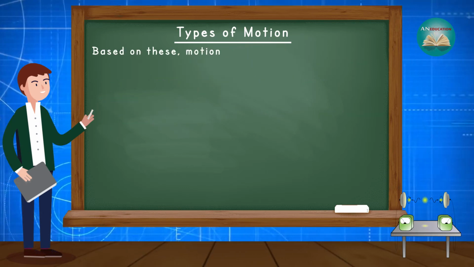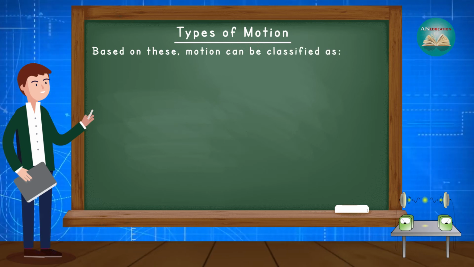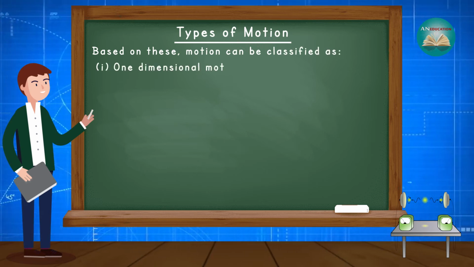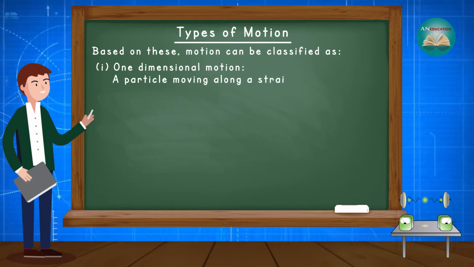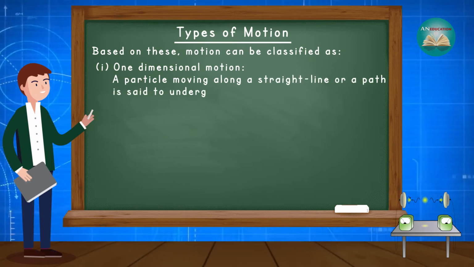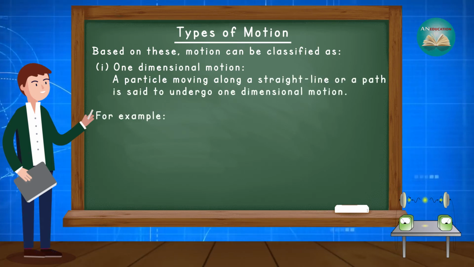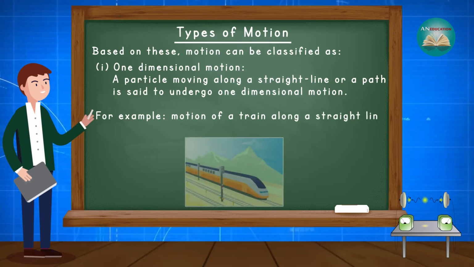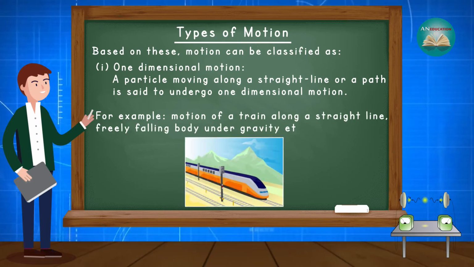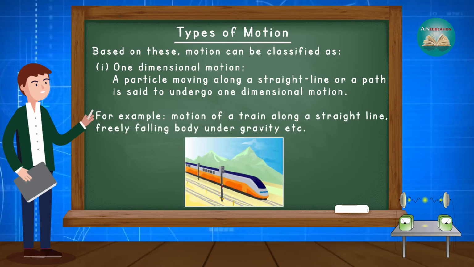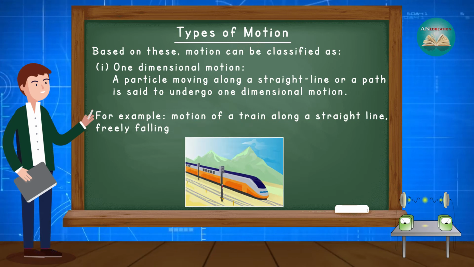Based on this, motion can be classified as: first, one-dimensional motion. A particle moving along a straight line or a path is said to undergo one-dimensional motion. For example, motion of a train along a straight line and freely falling body under gravity, etc.